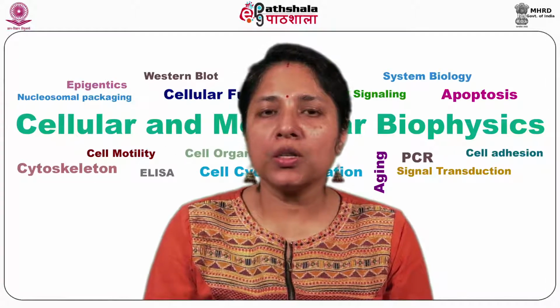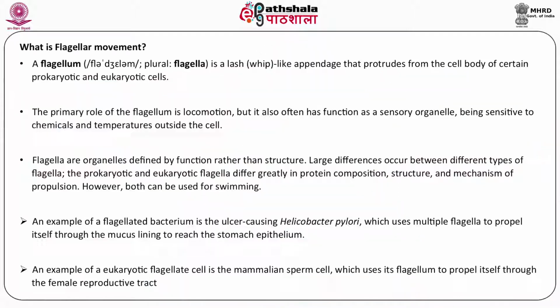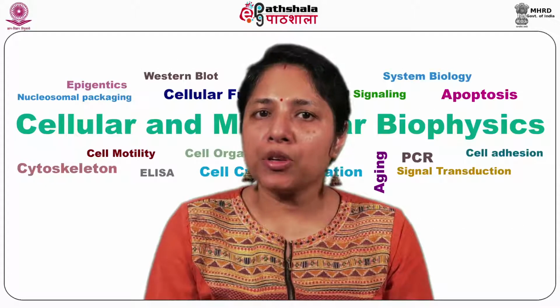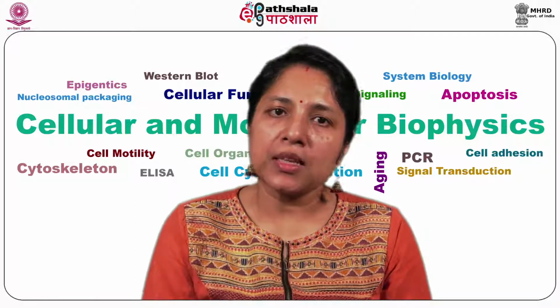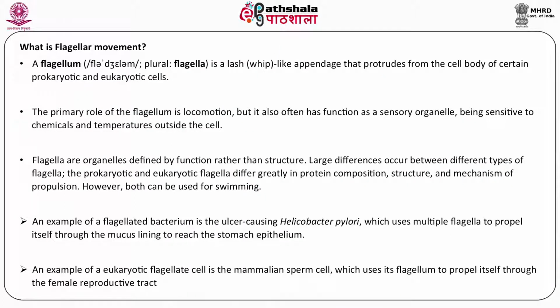Now to go further into detail of the flagellar movement, a flagellum is a whip-like appendage that protrudes from the cell body of certain prokaryotic and eukaryotic cells. The primary role of the flagellum is locomotion, but it can also be used as a sensory organ. The prokaryotic and eukaryotic flagella differ greatly in protein composition, structure, and mechanism of propulsion. However, both can be used for swimming.